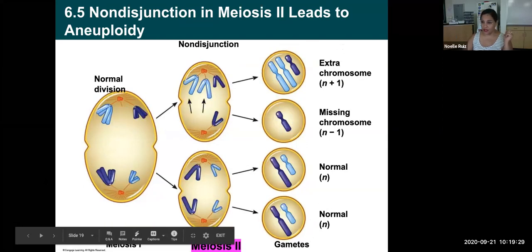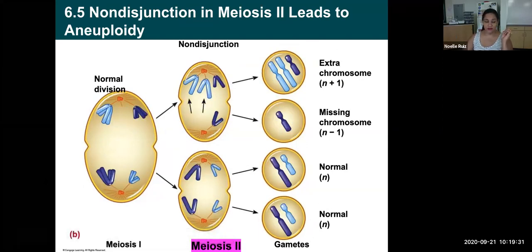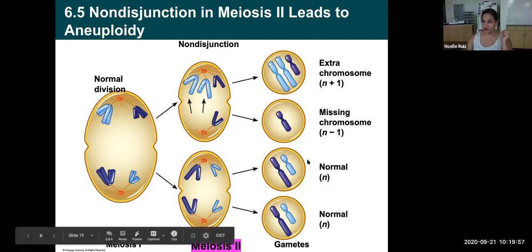And then, like I said, it can also happen in round 2. So round 1 had normal cell division, where the information was split evenly. But something happened in round 2, where the top one didn't split evenly. So this person has a 25% chance of having an abnormal baby, or 25% for extra, 25% for missing. But they also have a 50% chance of having a normal child.